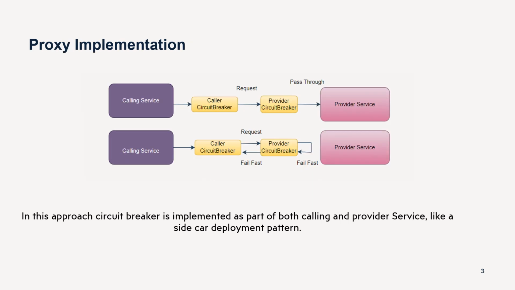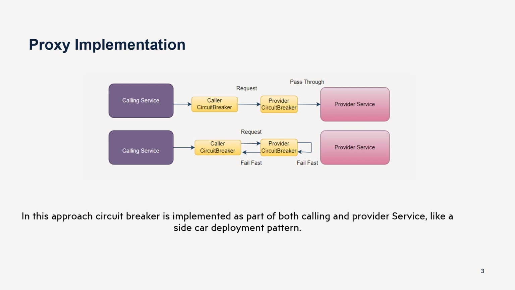So now let's see the second implementation. That is called the proxy implementation. In this, the circuit breaker pattern is not part of either calling service or provider service. It's like a separate component, like a side-by-side component. So that's why it is also called the sidecar proxy or sidecar deployment pattern. So in this, the code base is not impacted, like there's no code change to the calling service or the provider service. Both are independent from the circuit breaker logic, and this can be utilized for multiple services.